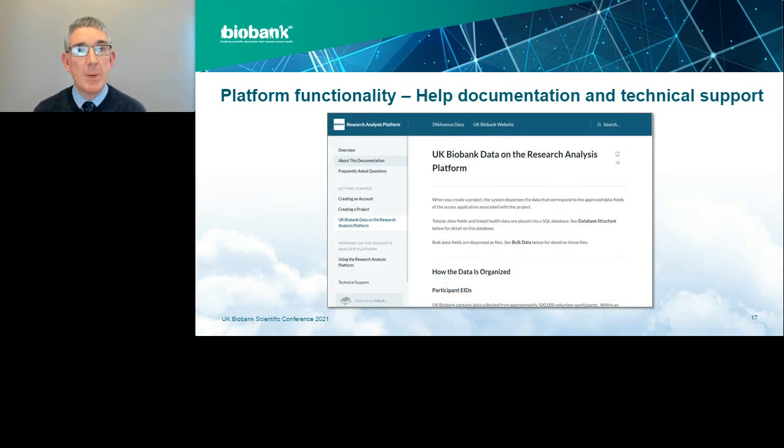And of course, in terms of support and enablement of the platform, there's comprehensive help and support features available to allow researchers to quickly onboard and become effective in the use of the platform environment.